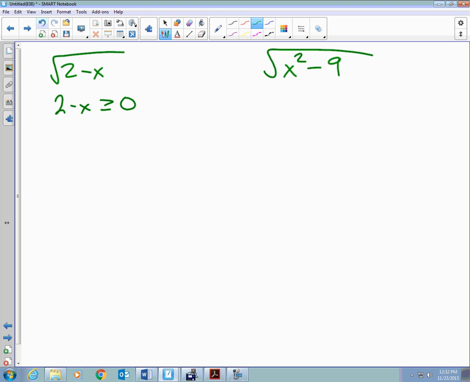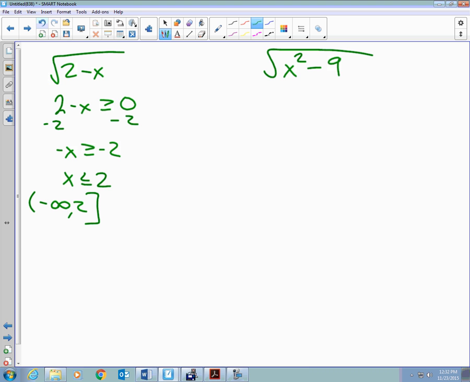That is not a quadratic. It's a linear, so I can just solve it like you normally would. Minus 2, negative x is greater than or equal to negative 2. X is less than or equal to positive 2. So from negative infinity to positive 2 is your domain for that one.